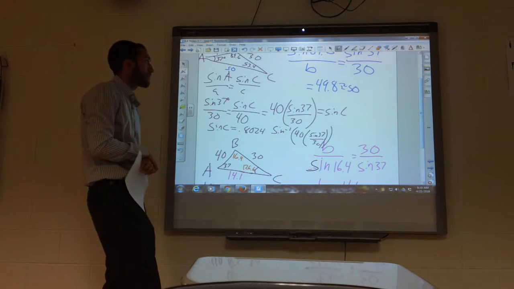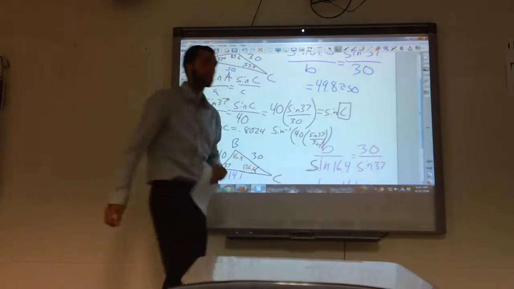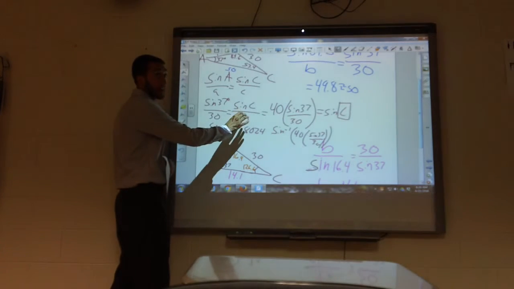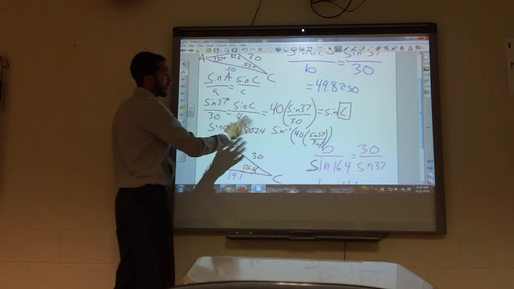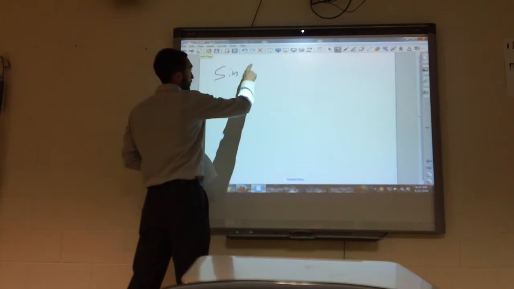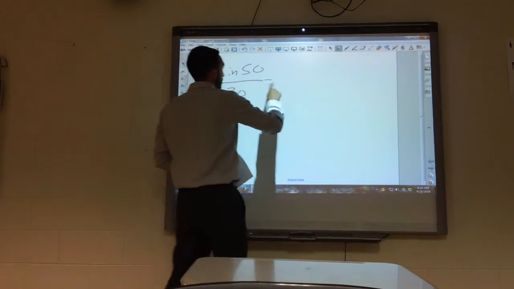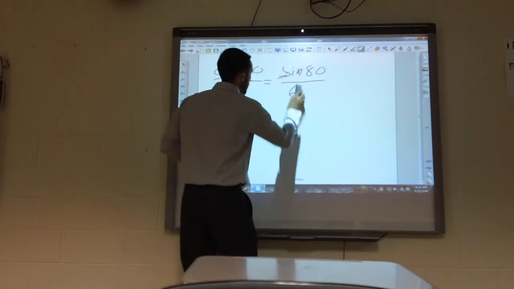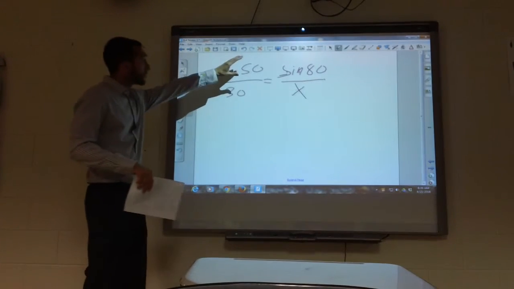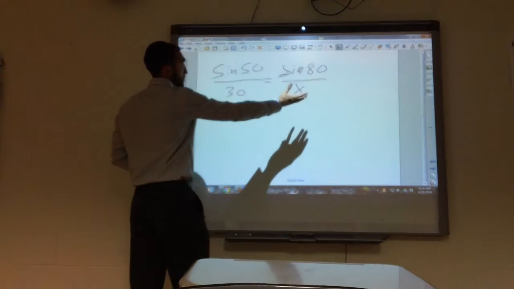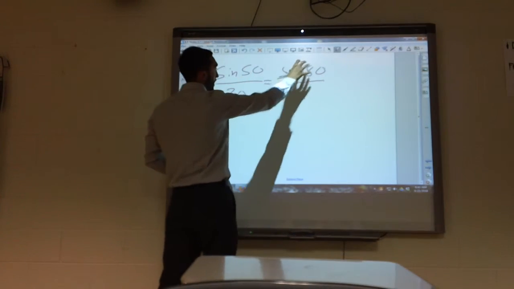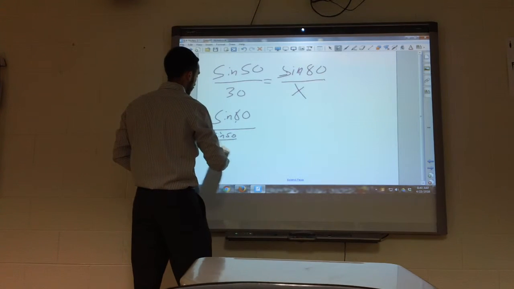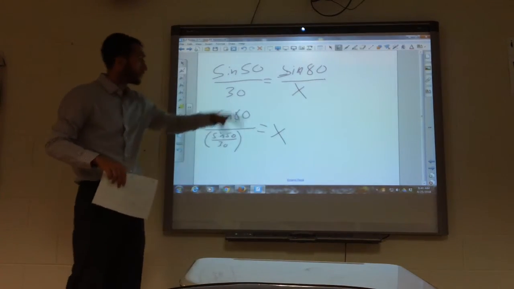But how do you know when you use the inverse versus not? Because we're solving for a missing angle. Every time you're looking for a missing angle, you use the inverse. Every time you're looking for a side, you don't, because you're going to have both angles. For instance, if we're looking for a missing side, it might not be a working triangle, but say sine of 50 over 30 equals sine of 80 over X. You compute the sine of 50 and the sine of 80. Your answer will be X, so you do sine 80 divided by sine 50 over 30 equals X. So your answer there will give you the side length.